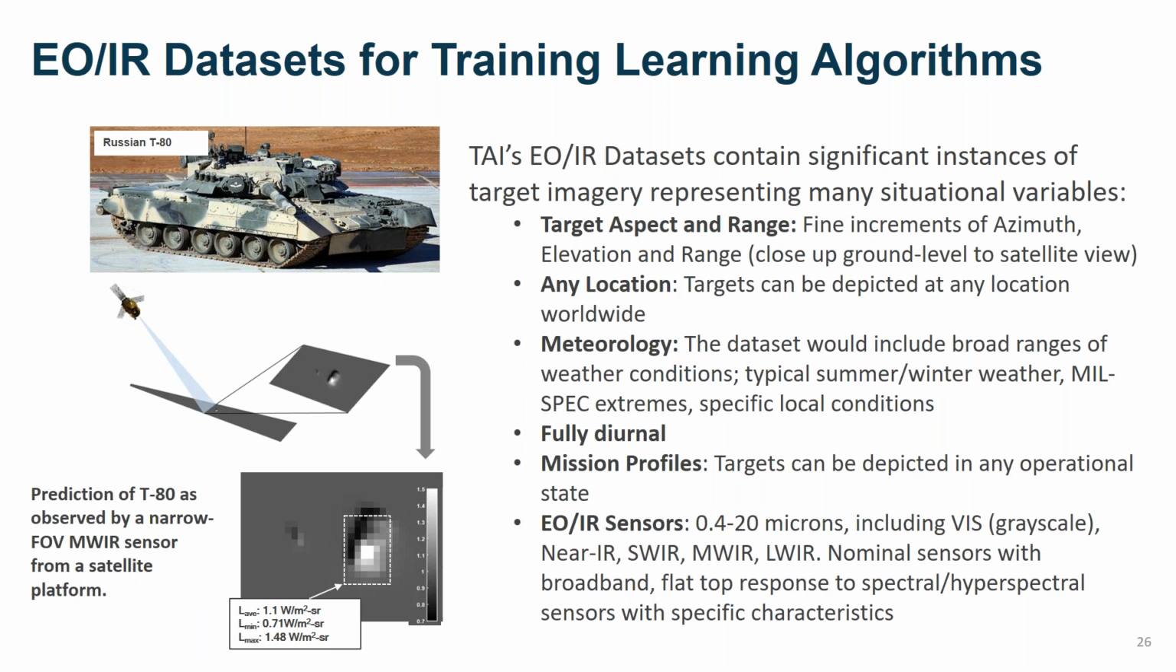So we can model different targets with different sensor positions in different locations, with different weather conditions, different mission profiles, so changing vehicle operating states, vehicle off, idle, exercised, for example, and then we can model all these conditions with different sensors, different wave bands. So we can pretty easily change all these variables to generate pretty large image data sets.